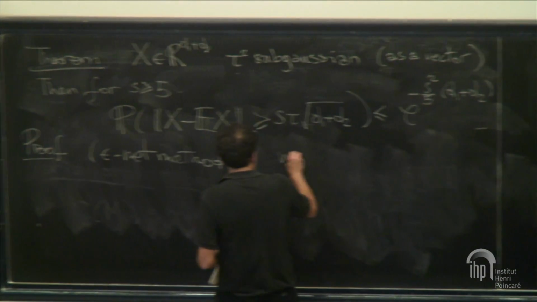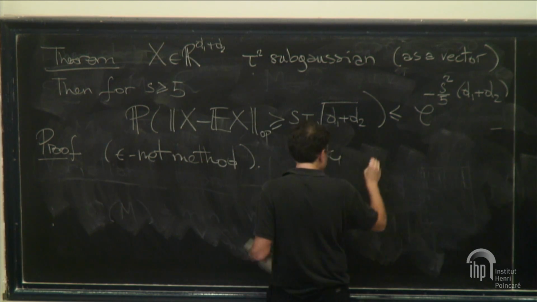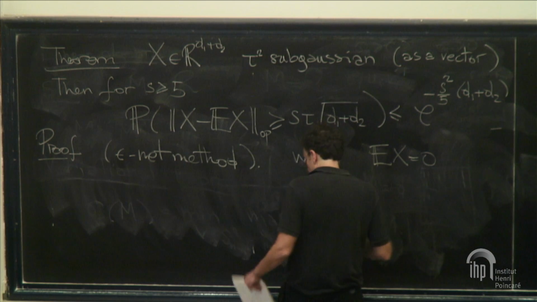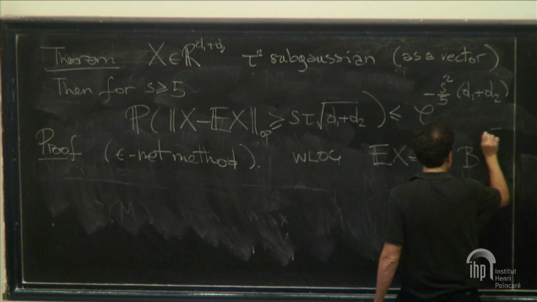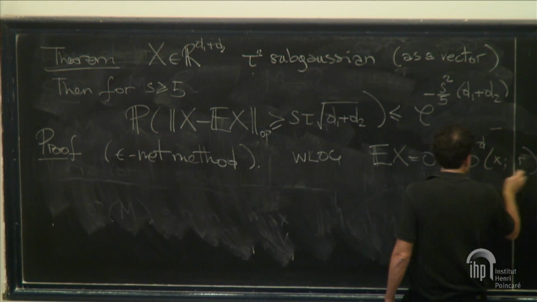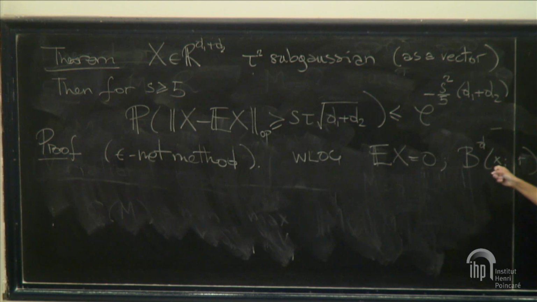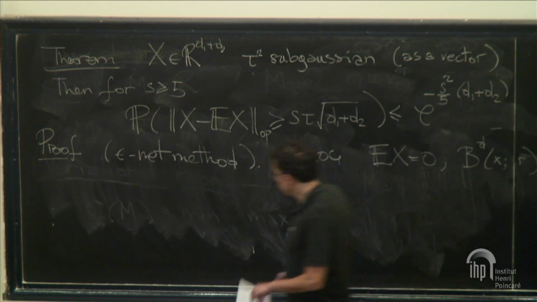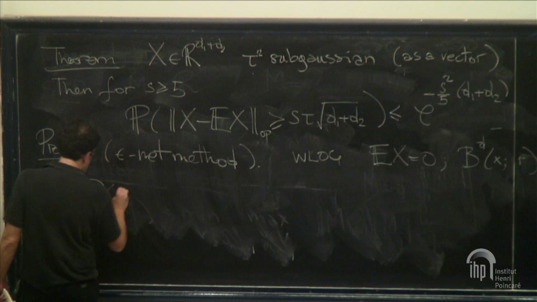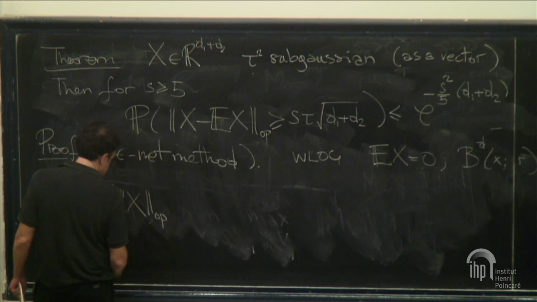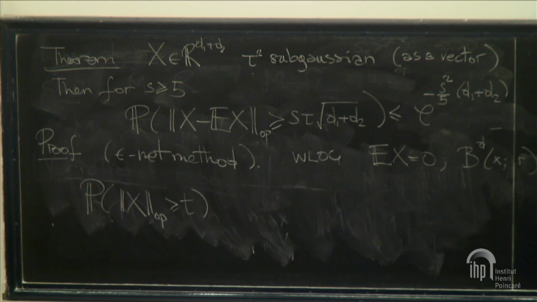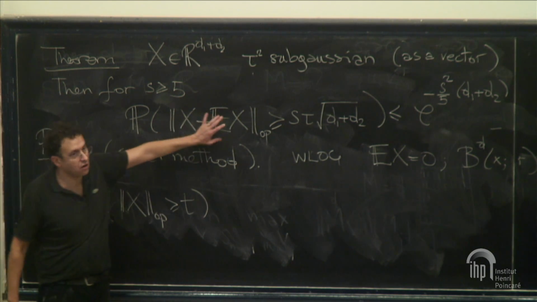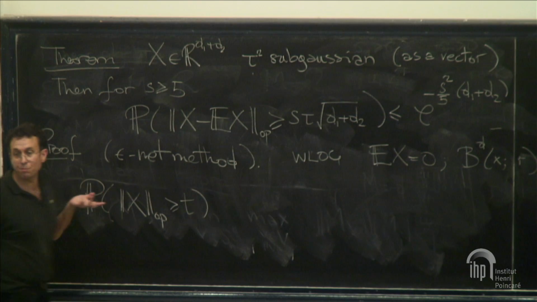Okay, so without loss of generality, you can always assume that the expectation is 0. And then other notation, I'll denote by B_d(x, r) the ball in d dimension with center x and radius r. So what I want to do is upper bound the probability that the operator norm of this matrix is bigger than t. Expectation is 0, I call this t. I want to upper bound the probability that the operator norm is big.